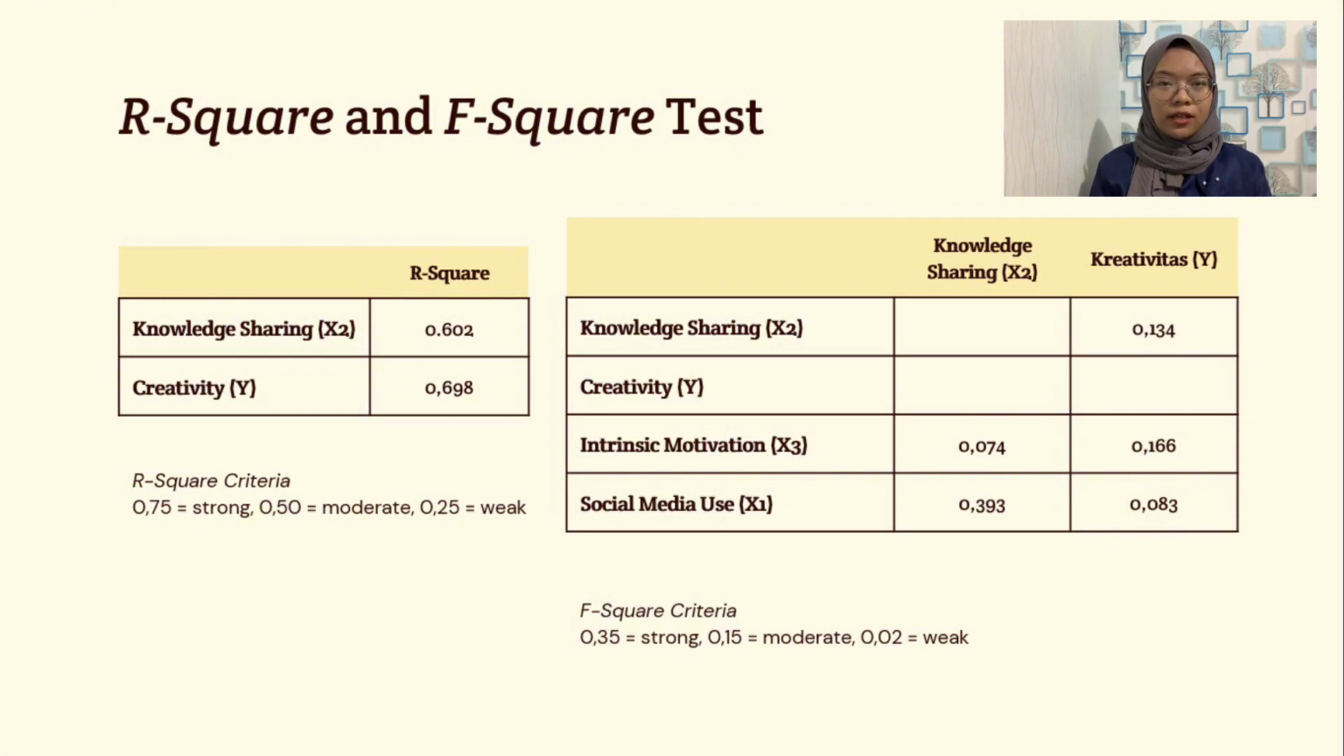Based on the calculation results, it is known that the R-square value for knowledge sharing is 0.602, indicating that the use of social media, knowledge sharing, intrinsic motivation, is able to provide an explanation of knowledge sharing for 60.2%. So the model is moderate. Apart from that, the R-square value for creativity is 0.698, indicating that the use of social media, knowledge sharing, intrinsic motivation is able to provide an explanation for creativity of 69.8%. So, the model is medium or moderate.